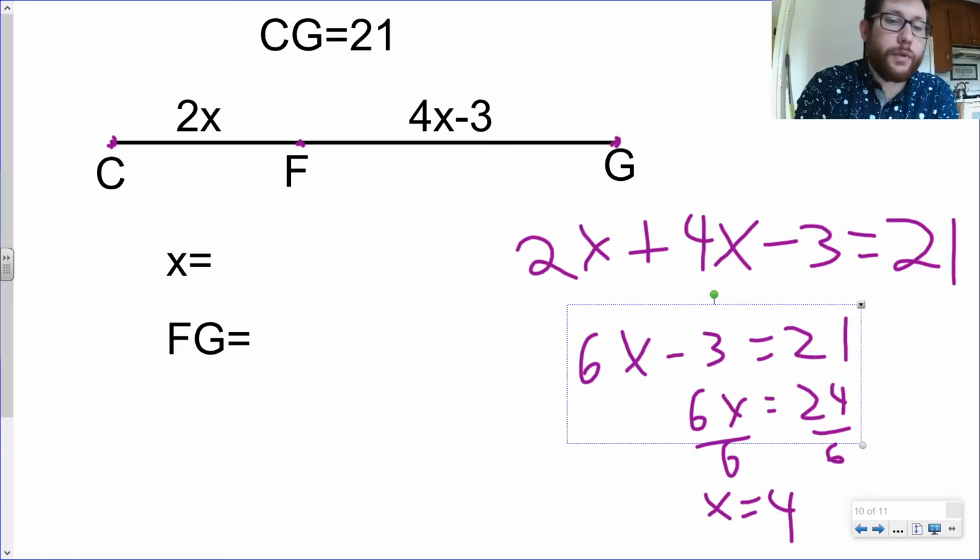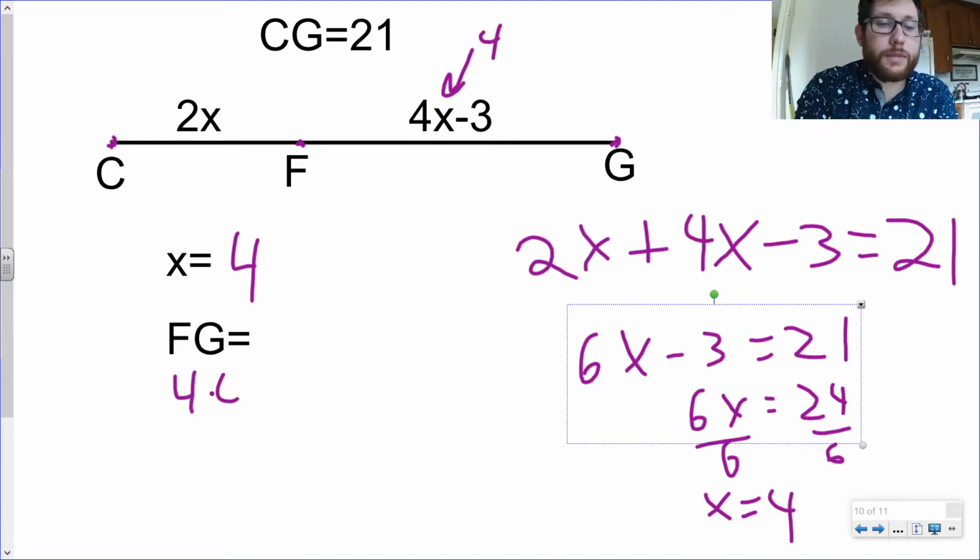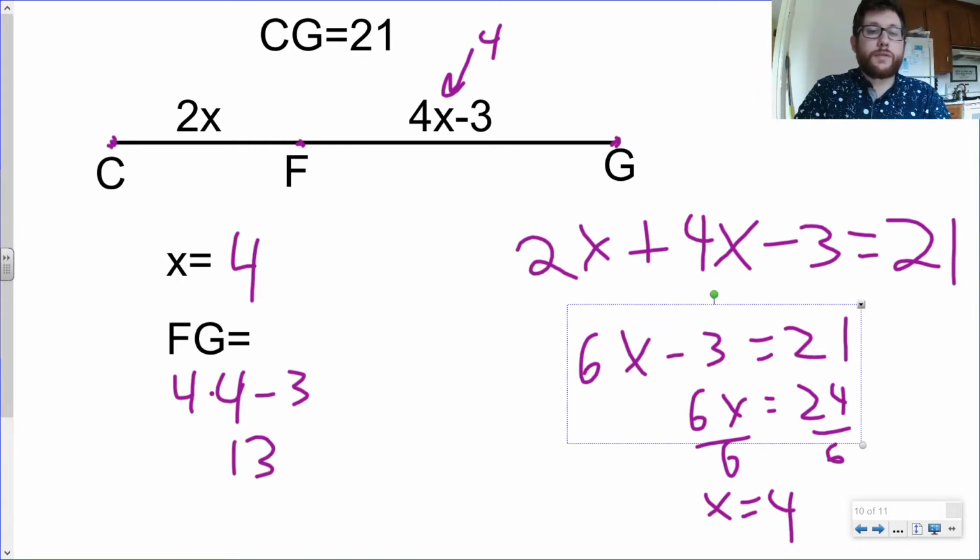Now notice, it asks for what x is equal to. It also asks us for what FG is equal to. So all we're going to do here is plug that 4 in there. So FG is equal to 4 times 4 minus 3, and that is equal to 16 minus 3, or 13. And if we plug 4 in here, we get 8. 2 times 4, so this would be 8. And this would be 13, and you can double check your math. These two add up to 21, so that all checks out.